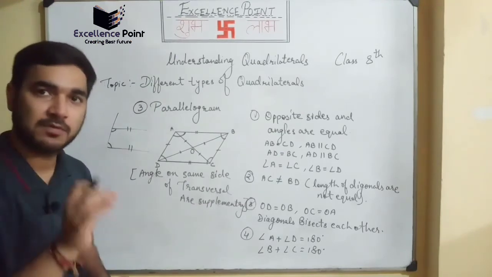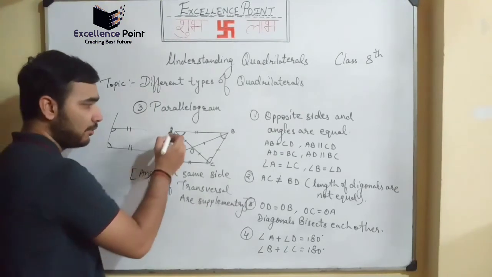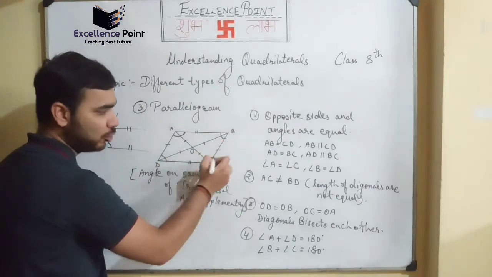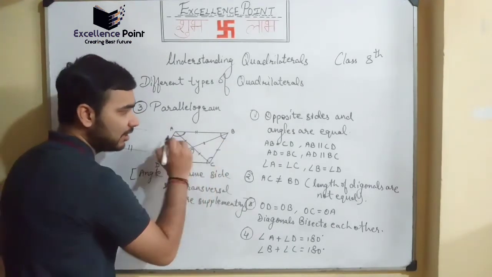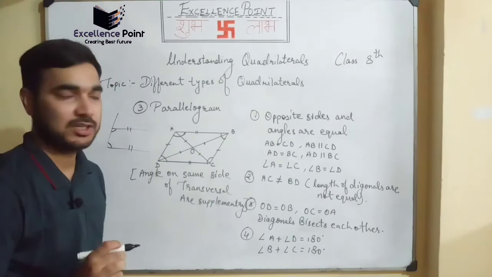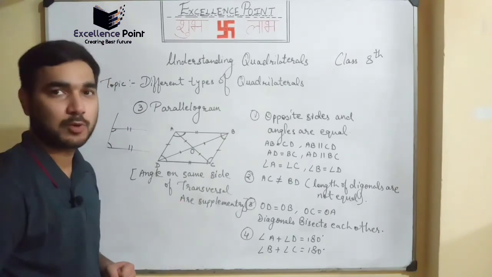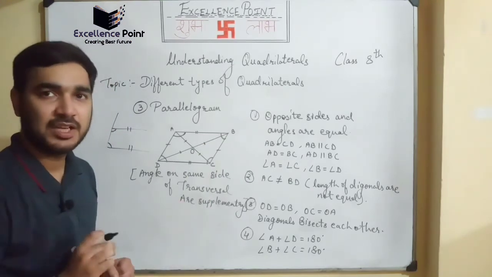Why? With the help of the same property we can say that because AD is parallel to BC, AB will be like a transversal. So these are the various properties of a parallelogram, very important.